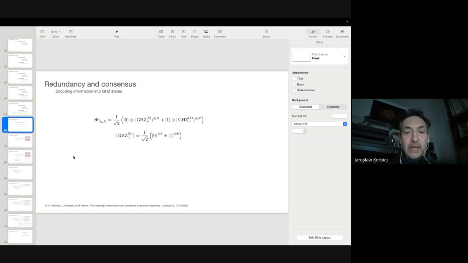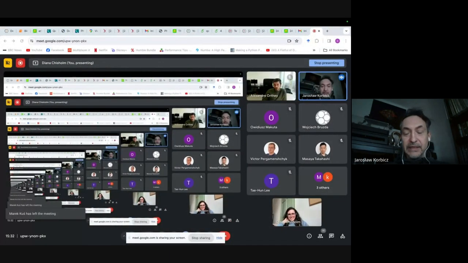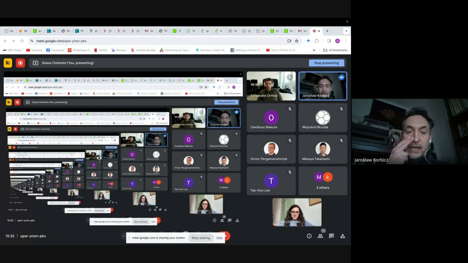Now, this is something I wanted to understand, because we worked very hard to construct this SBS state so that they have both redundancy and consensus, and then you read the paper which says that they have redundancy but consensus not so much. And we worked even harder for them to be non-disturbing, but that's an issue we don't touch here now. I have one question.